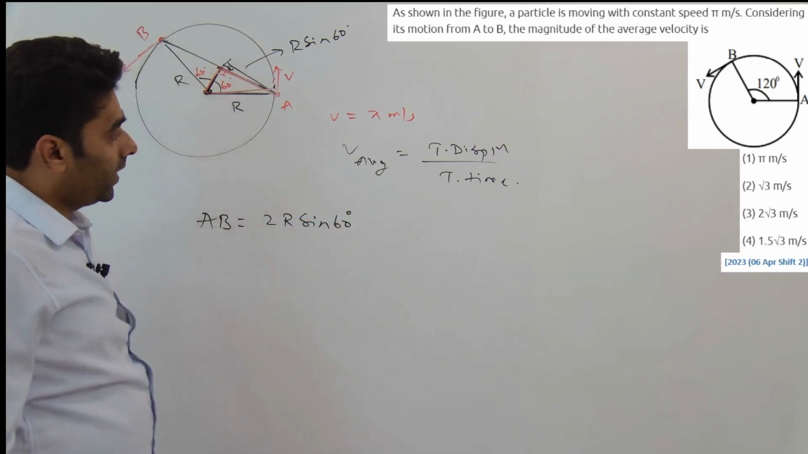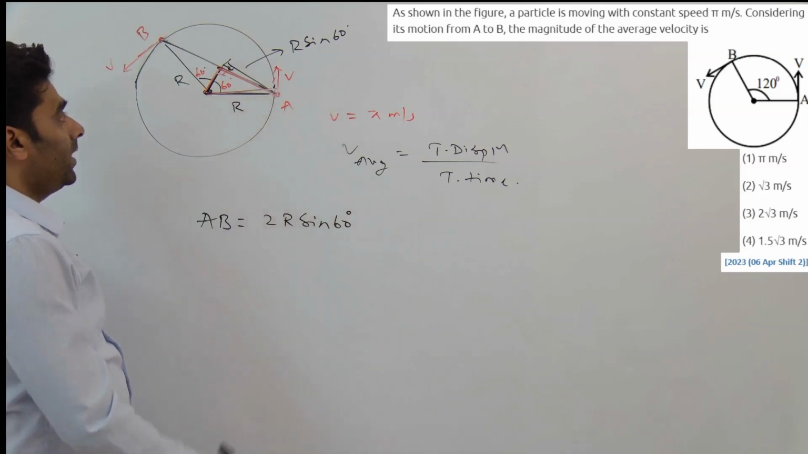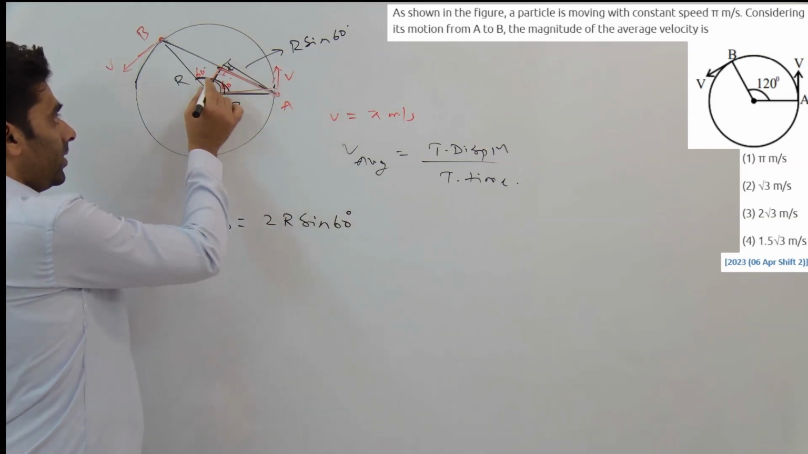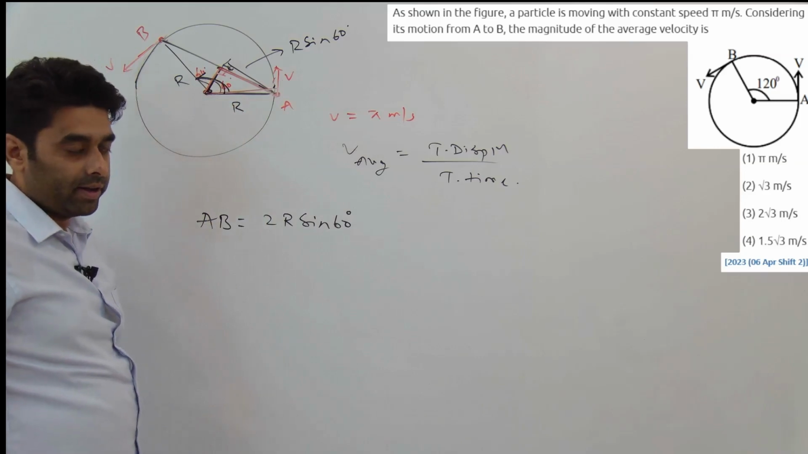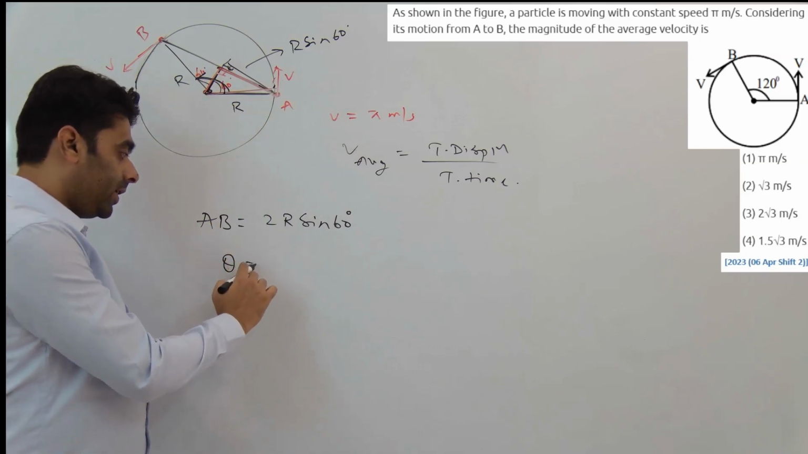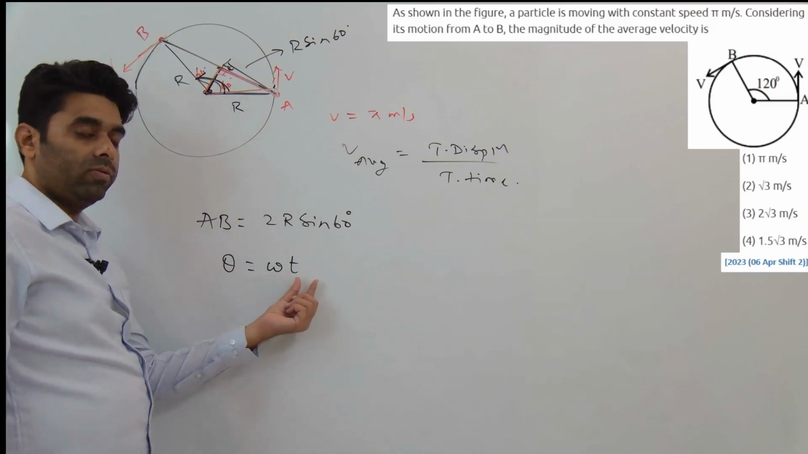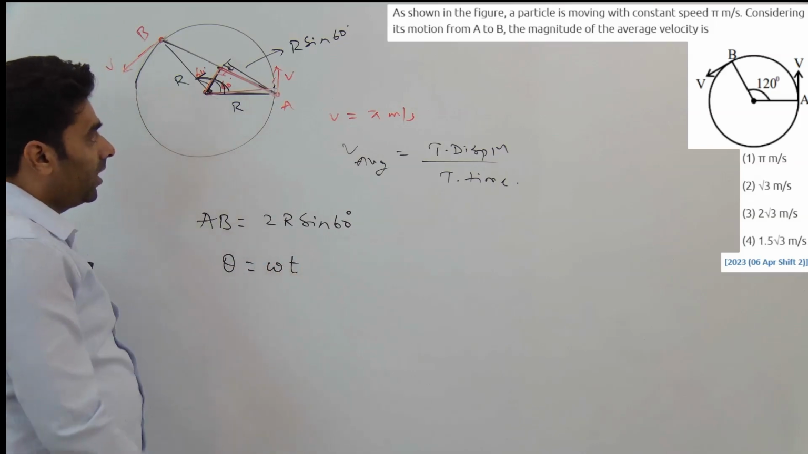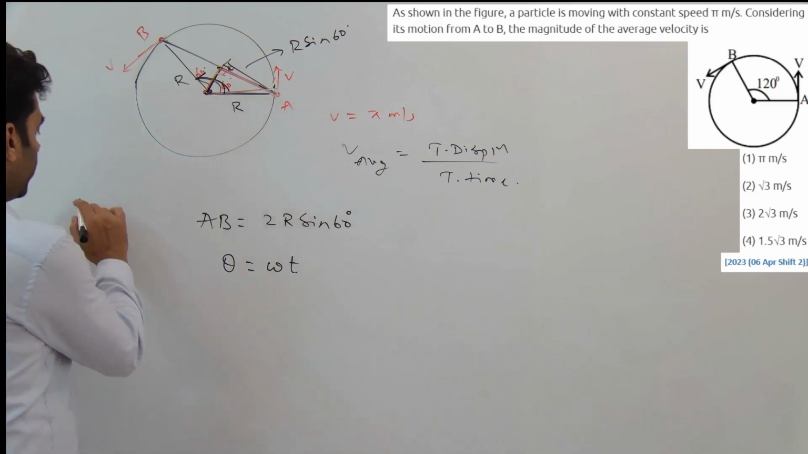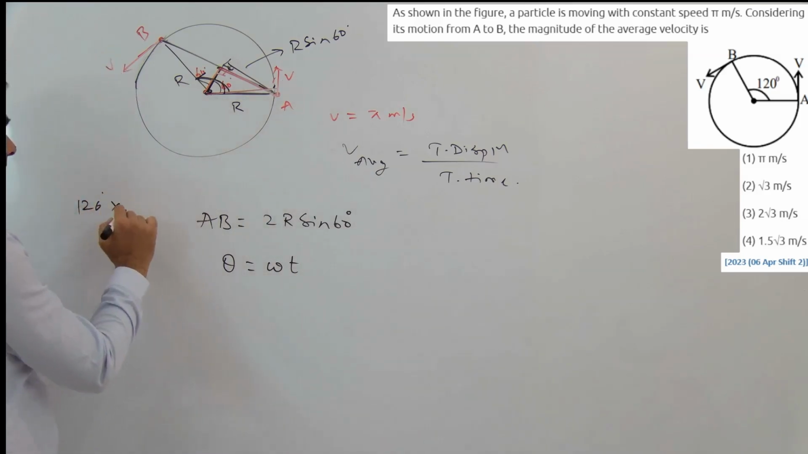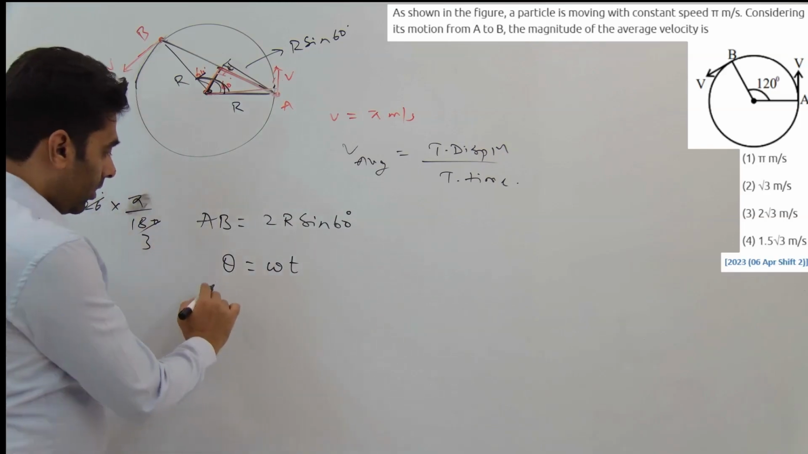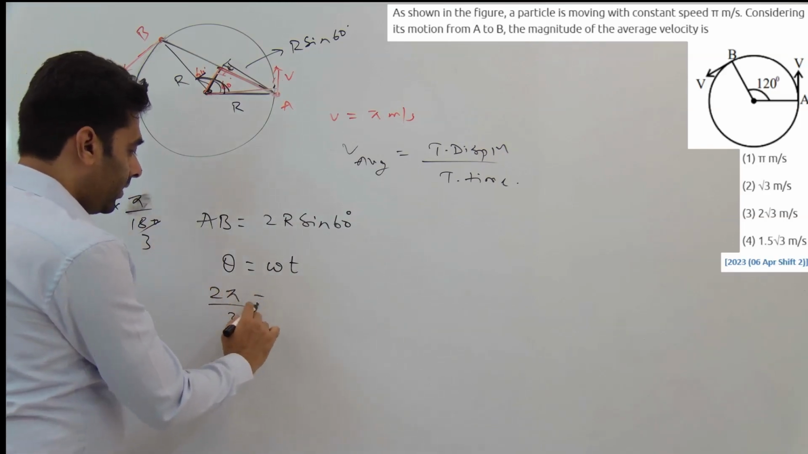Now time. How to find out time? Time taken when it is moving through this angular displacement. This angular displacement is how much? 120 degrees. So we can say theta equals omega into t. Angular displacement equals angular velocity into time. Angular displacement is 120 degrees. 120 degrees in radians is 120 into pi by 180, so it will be 2 pi by 3. Angular displacement is 2 pi by 3 in radians.